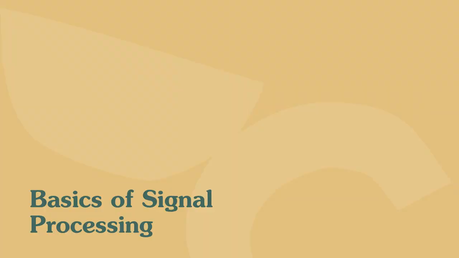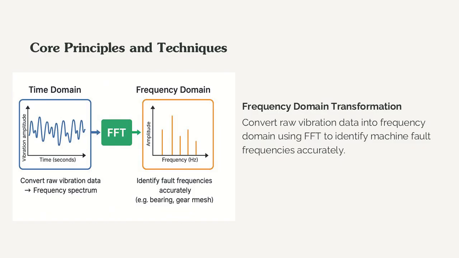Core principles and techniques. Signal processing in vibration analysis involves converting raw vibration data into a frequency domain representation using techniques like fast Fourier transform, or FFT. This transformation allows analysts to identify specific frequency components associated with machine faults.